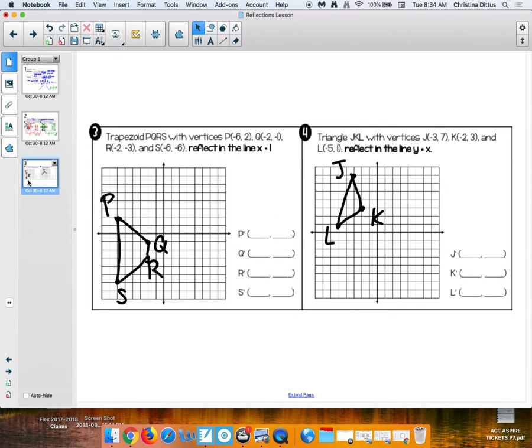When I look at number 3, I'm reflecting in the line X equals 1. Does that go up, down, or left, right? Up, down, at X equals 1. Sometimes it works, sometimes it doesn't. So that's my line X equals 1. Where do you want to start? Q. How far away is Q? 3, so let's go 1, 2, 3.